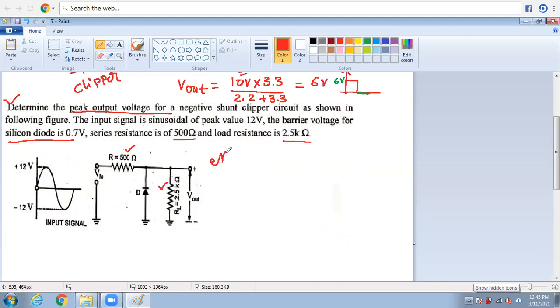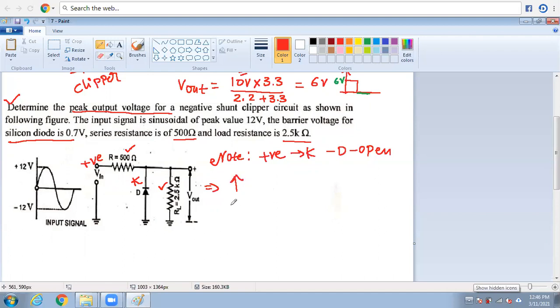Yes, same procedure. Note if it is the positive peak, what happens? This is the positive peak, and this is the cathode terminal. What happens in this case? The diode is an open circuit. The positive peak is connected to the cathode terminal, so the diode is an open circuit. Now the circuit is converted to the following circuit diagram.